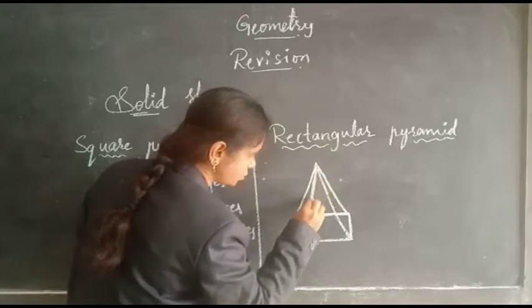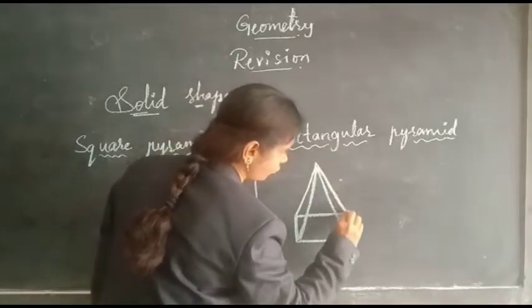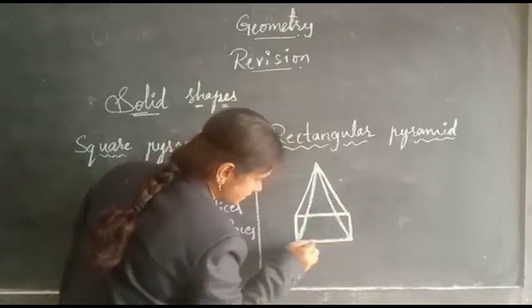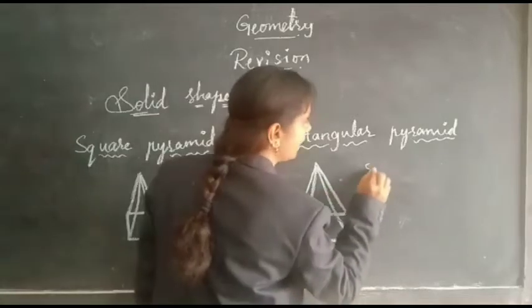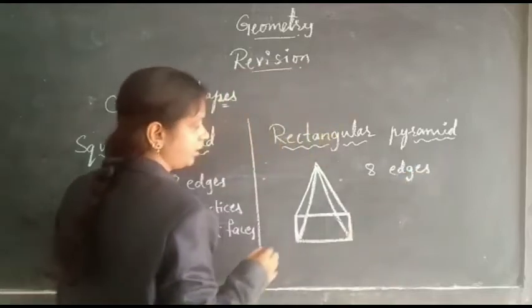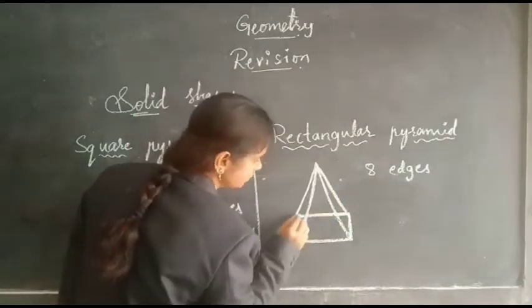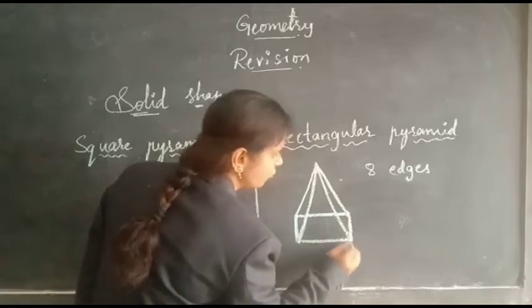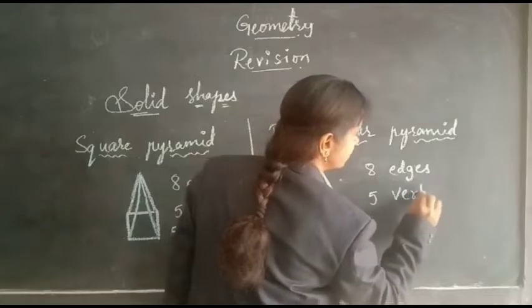Let's count the edges for it. 1, 2, 3, 4, 5, 6, 7 and 8. Means a rectangular pyramid has 8 edges. Next, let's count the vertices or corners. Now 1, 2, 3, 4, 5. So a rectangular pyramid has 5 vertices.